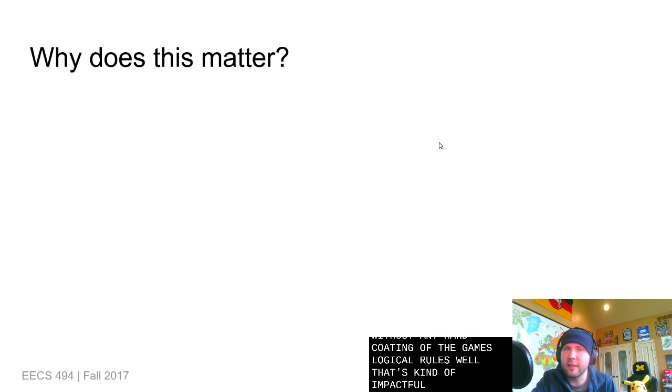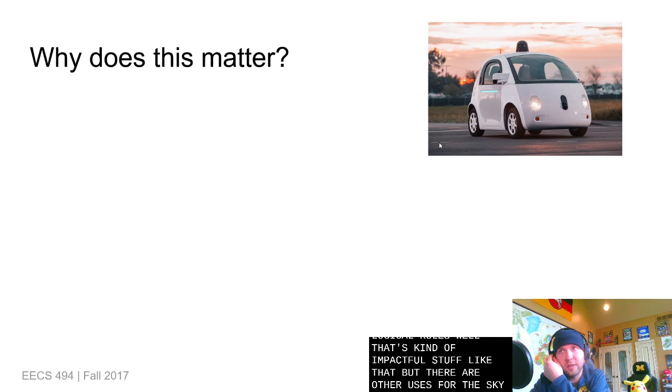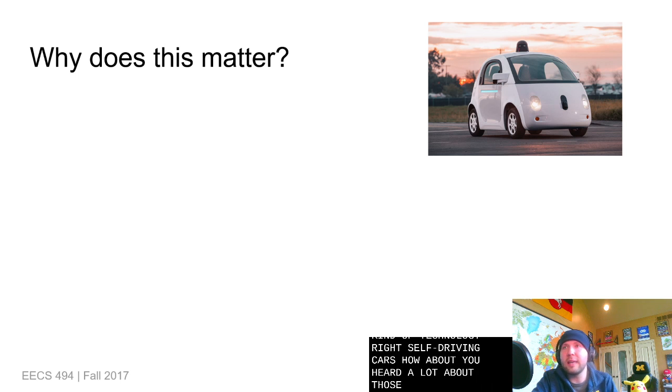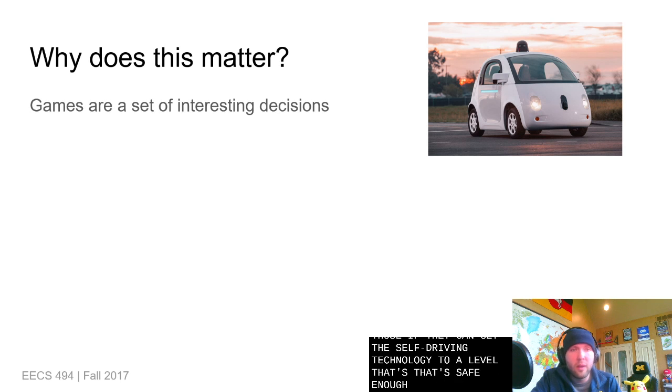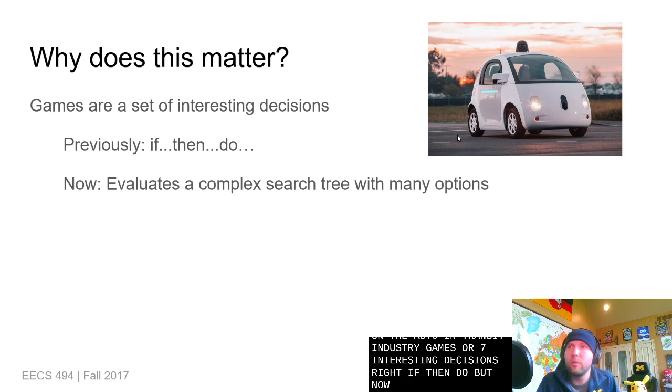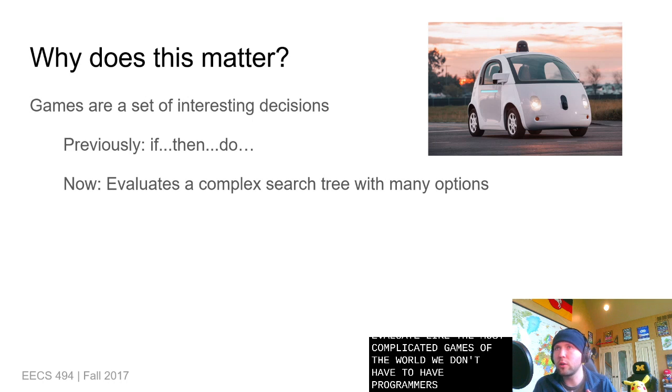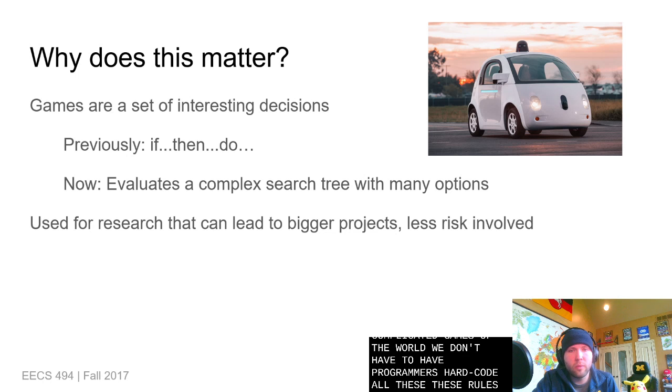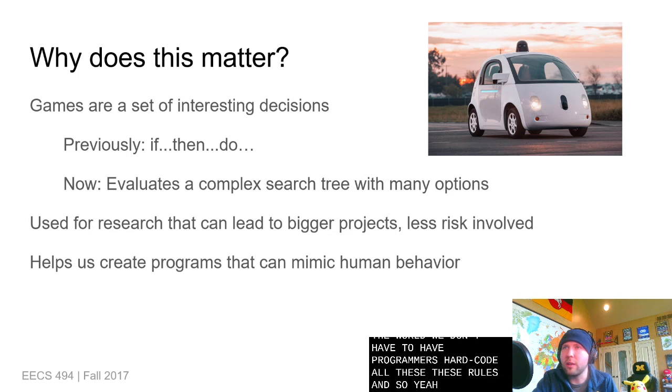You could use it for playtesting and stuff like that, but there are other uses for this kind of technology, right? Self-driving cars, how about? You've heard a lot about those. If they can get the self-driving technology to a level that's safe enough, then potentially it could have huge ramifications on the auto and transit industry. Games are a set of interesting decisions, right? If, then, do. But now we can evaluate the most complicated games in the world, and we don't have to have programmers hard code all of these rules. This could be extremely, extremely impactful.